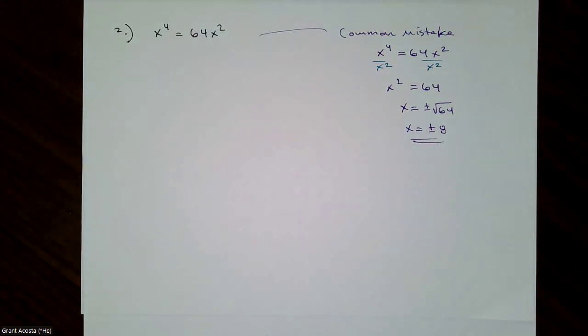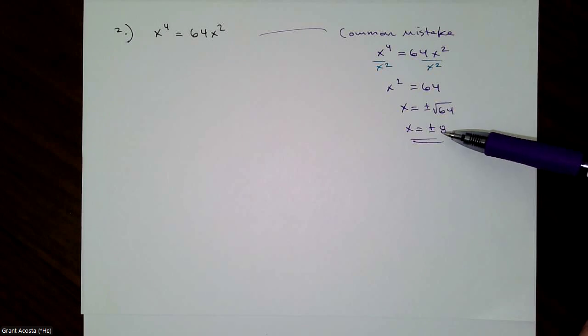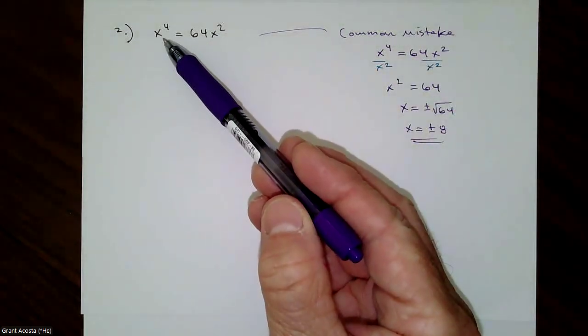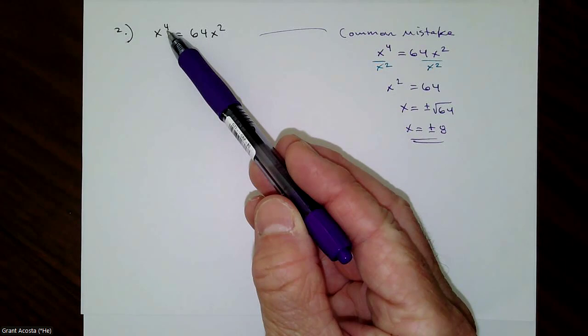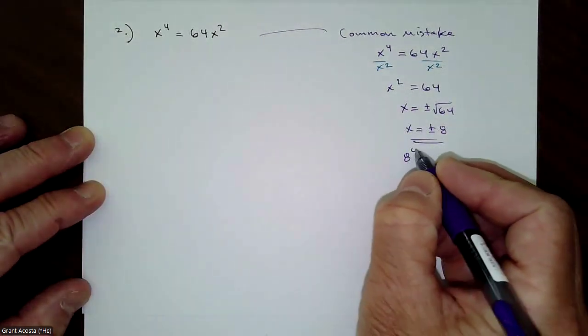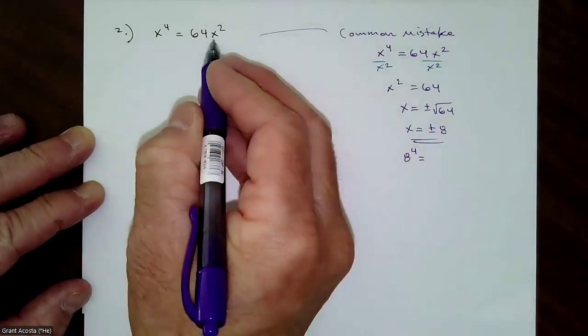Now, you might look at that and say, well, what's wrong with that? How can I tell if these answers are correct? Well, I could plug them back into the original equation. And if you do plug that in, start with positive 8. What you would see is 8 to the 4th. I don't know what that is, but what would happen if you plug the 8 in there?